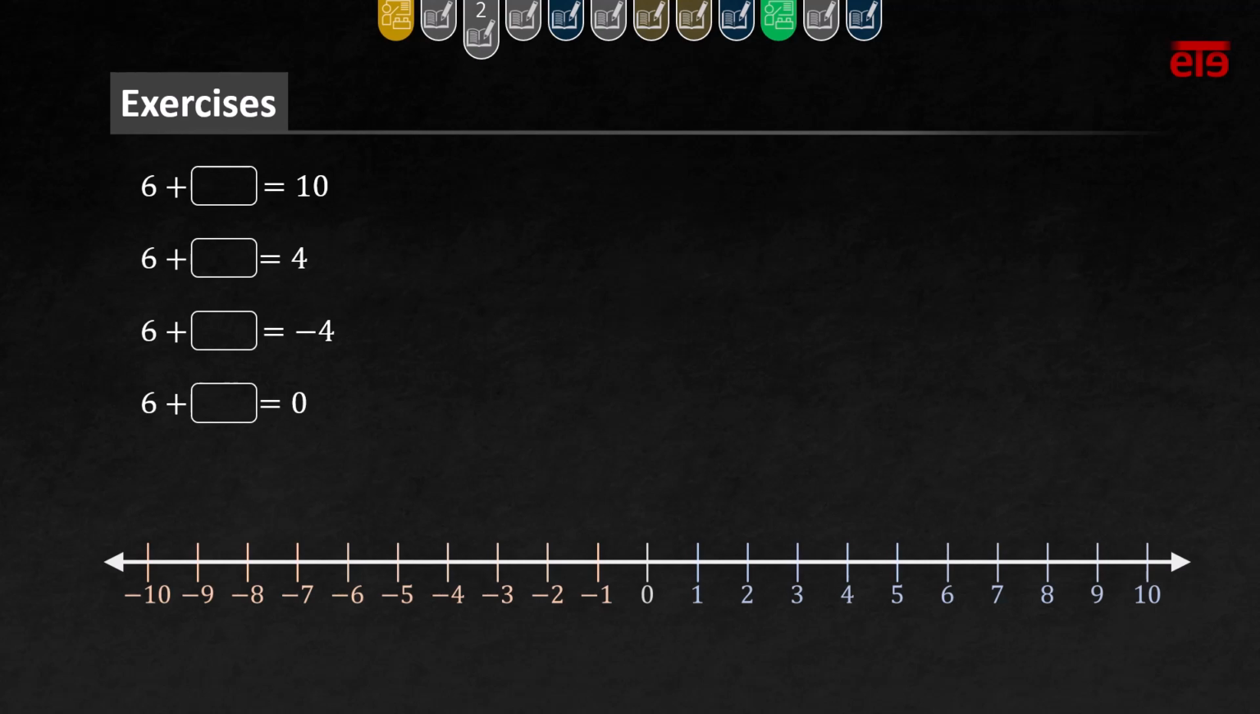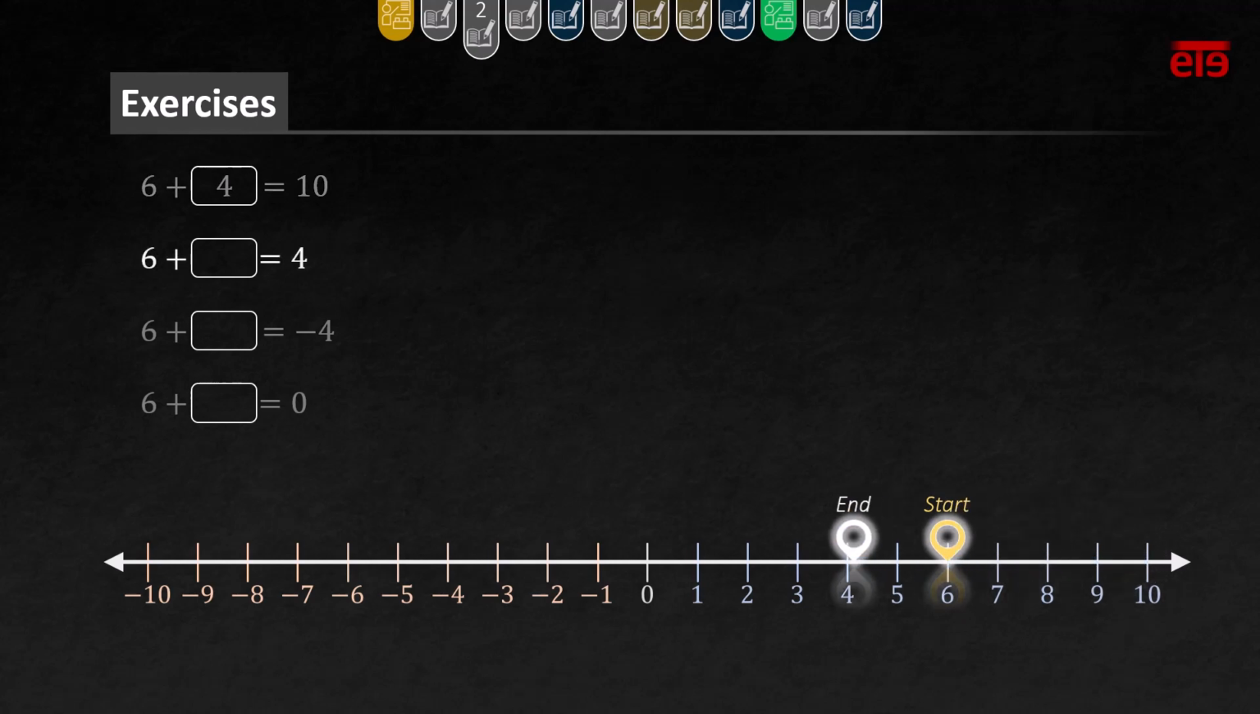First, I will explain how to solve the problems using the number line. We start counting from 6. In the first question, 6 and a number adds up to 10. To find the missing number, we need to count the numbers from 6 to 10. It is 4 steps and we are counting towards the right. So the answer is +4, or we can simply write 4.